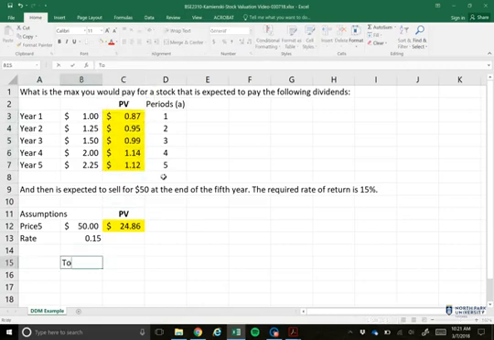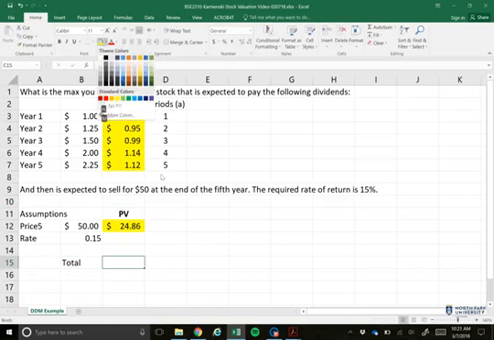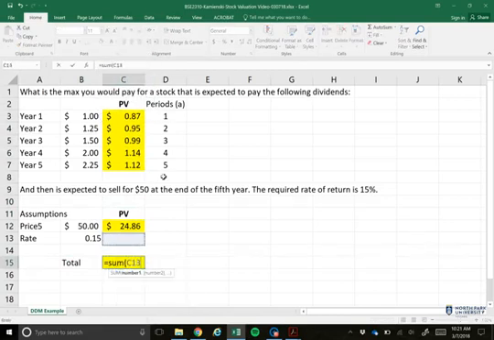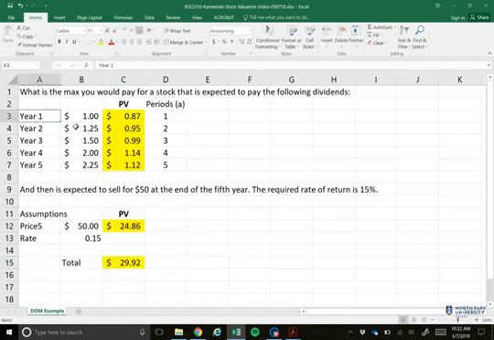So my total price that I would be willing to pay maximum is just going to be the sum of all of those dividends plus then this future value of the $50 share price calculated in today's terms of a present value of $24.86. And so $29.92 would be the maximum amount I would be willing to pay for a stock that pays these dividends over 5 years and is eventually worth $50.